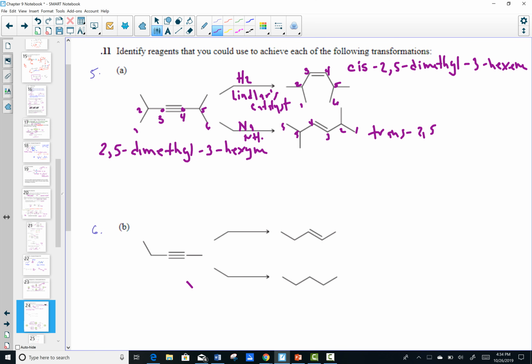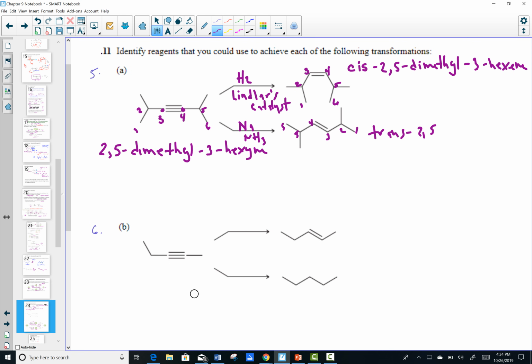The mechanism, of course, would involve a radical. But in the first, we produced cis, so the catalyst is Lindlar's. In the second, we produced a trans configuration. So the catalyst is sodium, elemental sodium, in the presence of liquid ammonia.